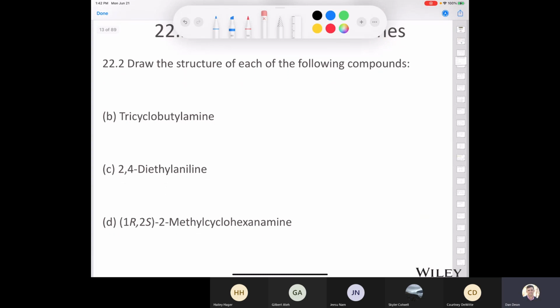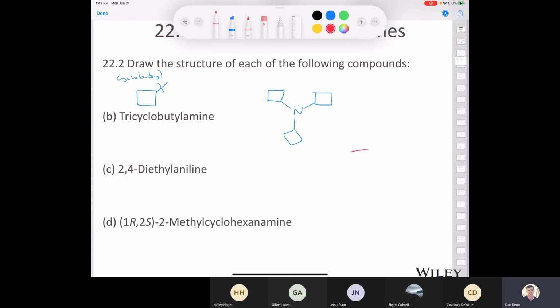Next one, it says draw the structure for each of the following compounds. First, we have tricyclobutylamine. A cyclobutyl is this, where we have a 4-membered ring. We have 3 of those on our nitrogen. So we have 1, 2, 3. On the first one, we have a cyclobutyl. On this one, we have a cyclobutyl. And on this one, we have a cyclobutyl. So tricyclobutylamine.